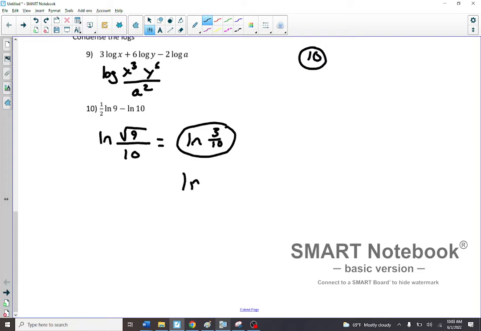I'm going to put a fake answer where it's going to look like this. Or, sorry, with a 10 on the bottom. Remember, the 10 should be inside the ln. This would be a wrong answer. That is the right answer.